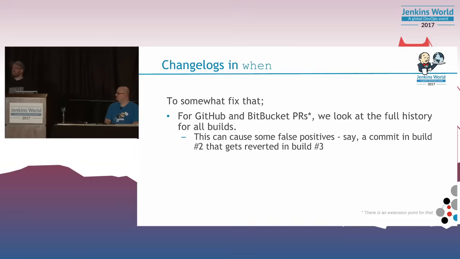You still want to be testing the entire rest of the pull request before that change. This can lead to some false positives, like a commit in build number 2 that you then reverted in commit number 3. That first commit will still show up in the changelog. But I mean, this is a new feature. We're looking forward to seeing how you guys end up using this in the real world. And if you've got critiques, complaints, compliments, etc., we'd love to hear them, as always.